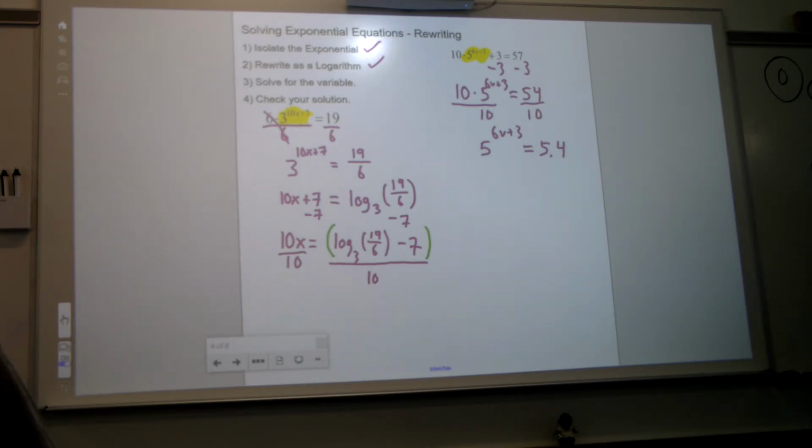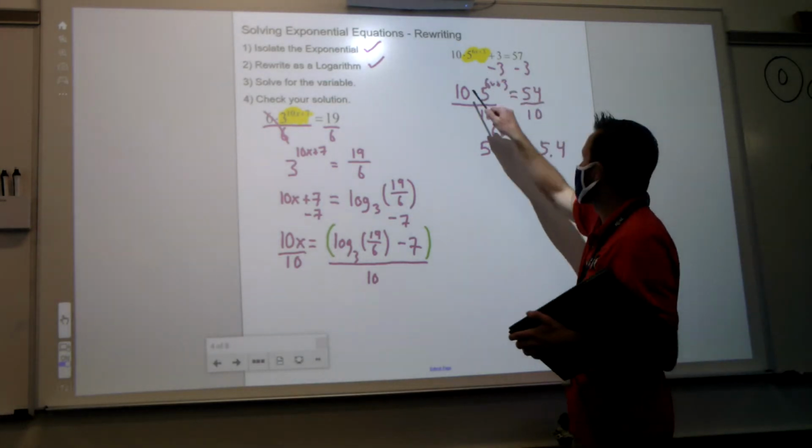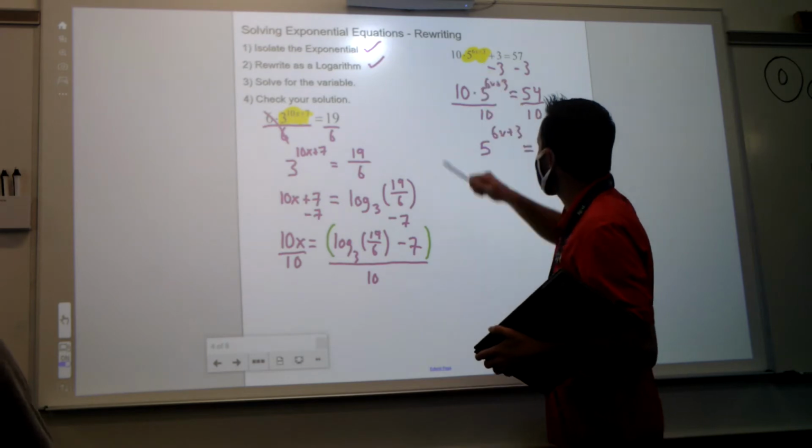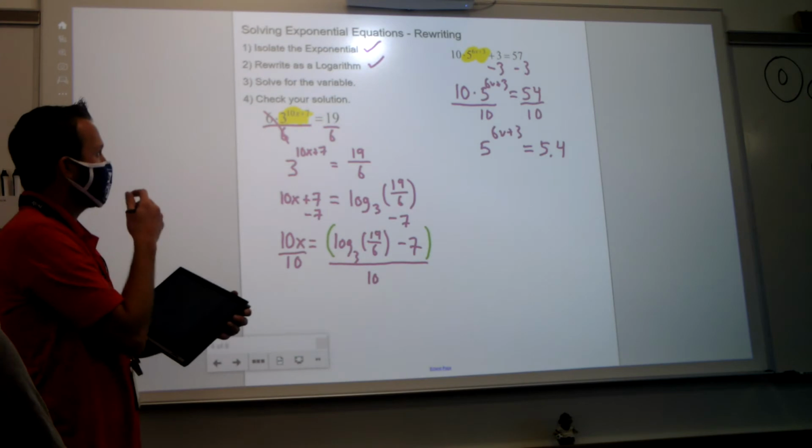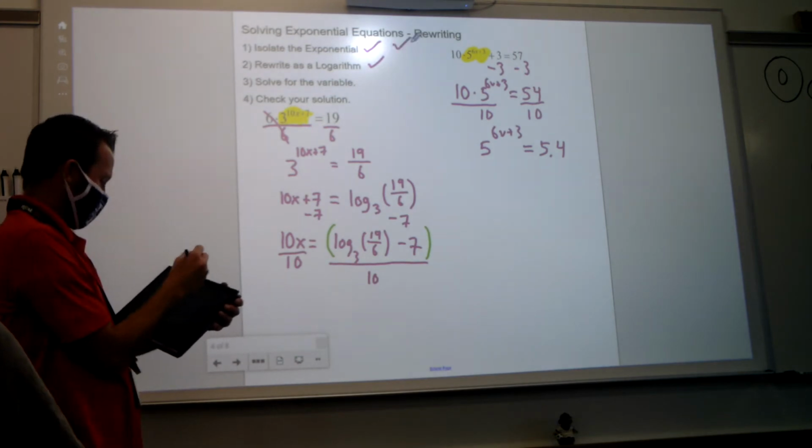Okay, I'm dividing by 10. So it was already timesing by 10, so I divided to get rid of that 10. So now the 5 is alone, right? Okay, so we have now isolated the exponential.